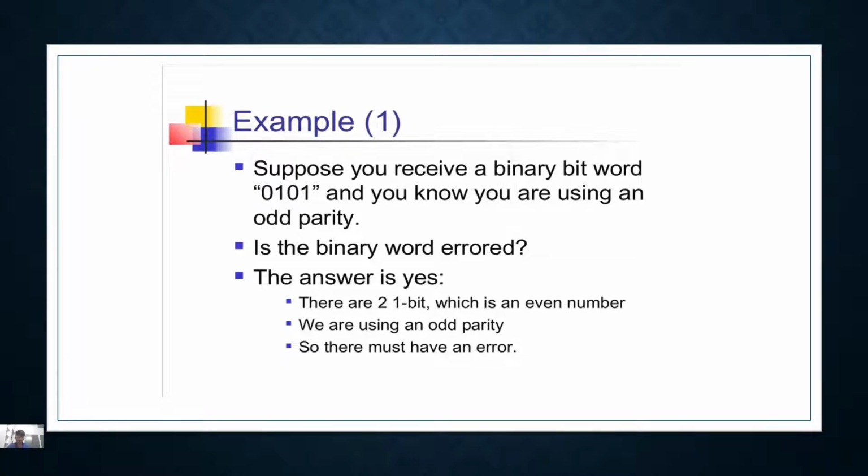So suppose you receive a binary word 0101 and you know that you are using odd parity. So is the binary word in error? The answer is yes. There are two 1 bits, as we can see, 01 and 01, which is an even number, and we are using odd parity, so there must be an error.